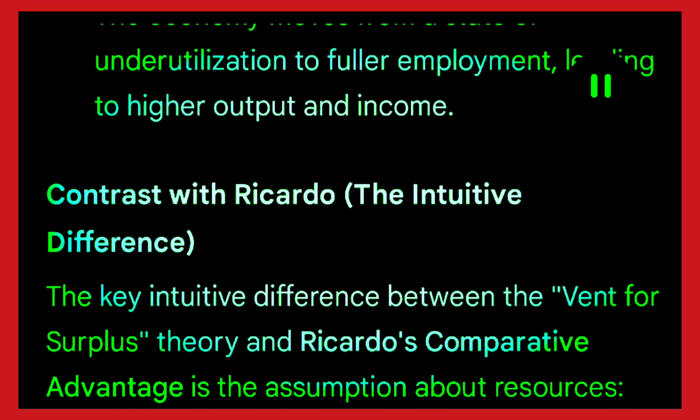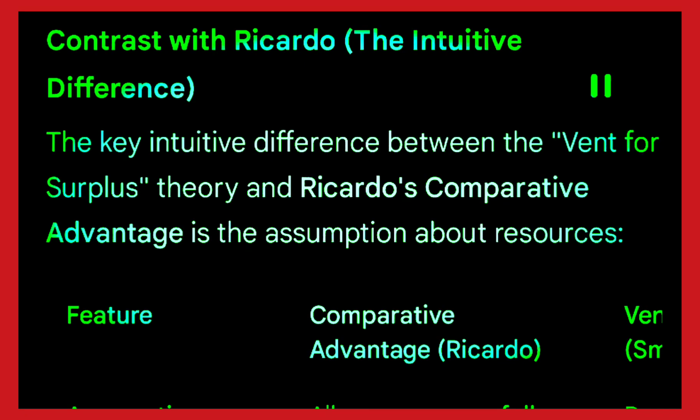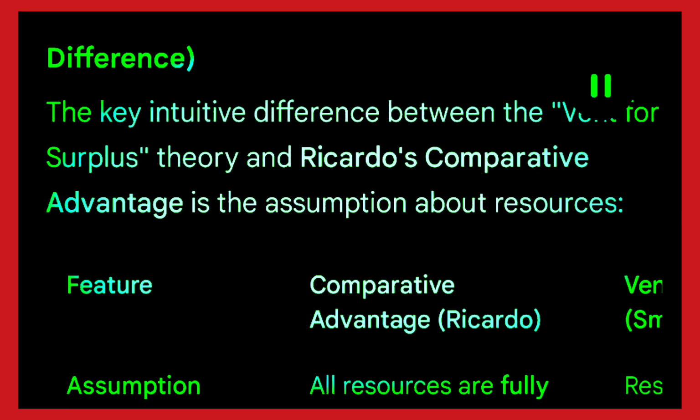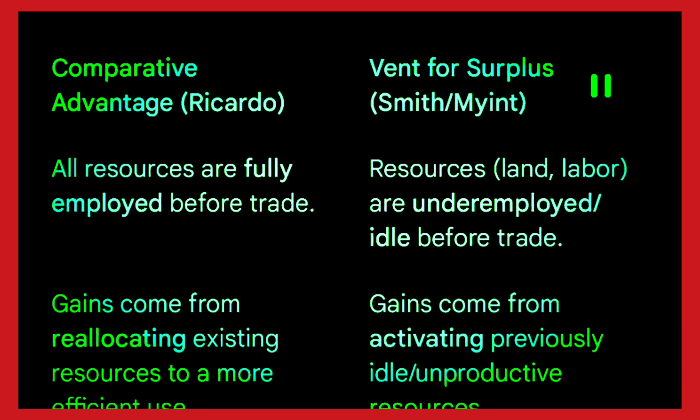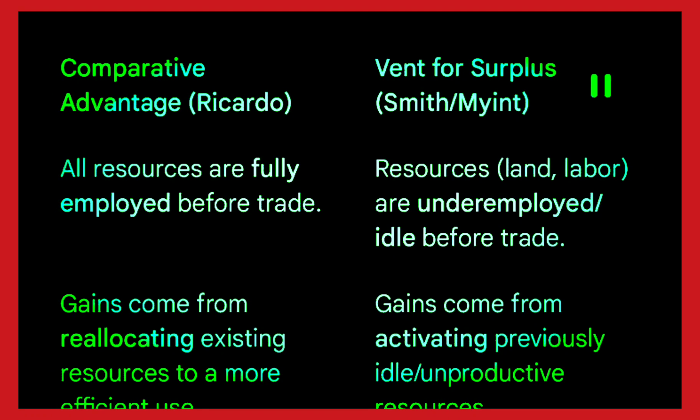Contrast with Ricardo: the intuitive difference. The key intuitive difference between the vent for surplus theory and Ricardo's comparative advantage is the assumption about resources. Feature: comparative advantage, Ricardo; vent for surplus, Smith. Assumption: all resources are fully employed before trade.